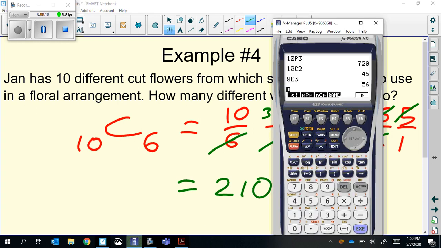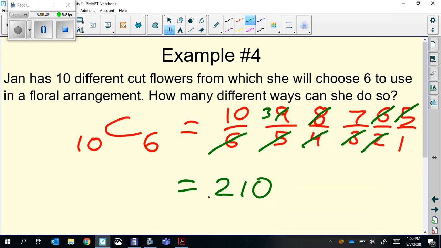Or you could have just pulled out your calculator and typed in 10C6. 210.